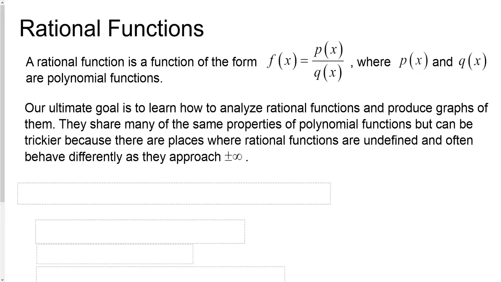They share many of the same properties of polynomial functions, but can be trickier because there are places where rational functions are undefined and often behave differently as they approach positive and negative infinity.